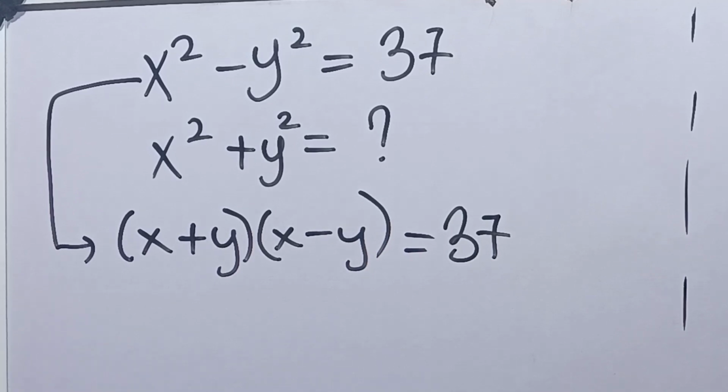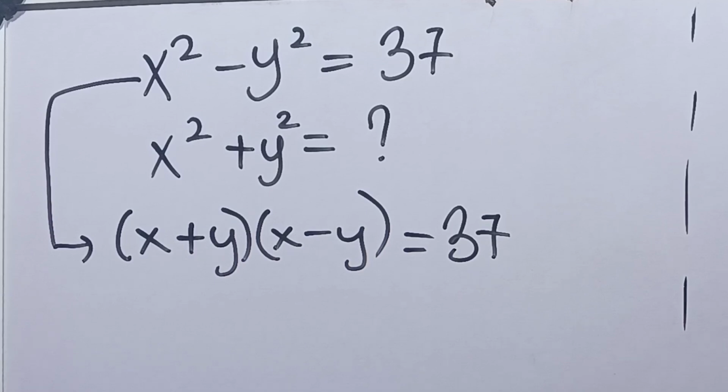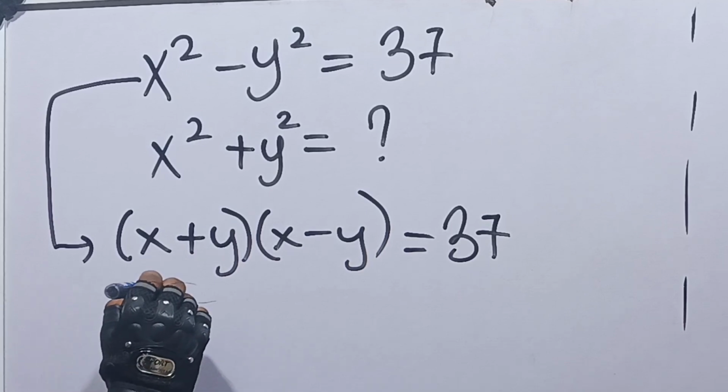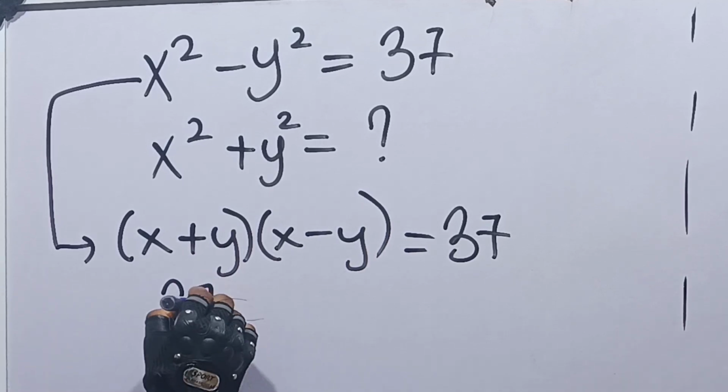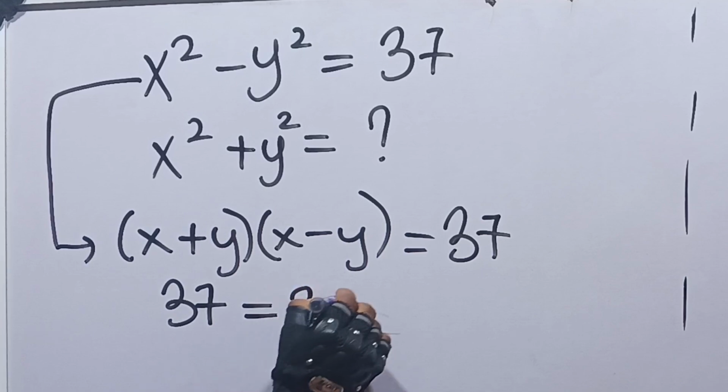Now, first things first, this says two numbers are multiplying to give you 37. What are the multiples of 37? The whole numbers that multiply to give you 37. Well, 37 is a prime number, and 37 is equal to 37 multiplied by 1.